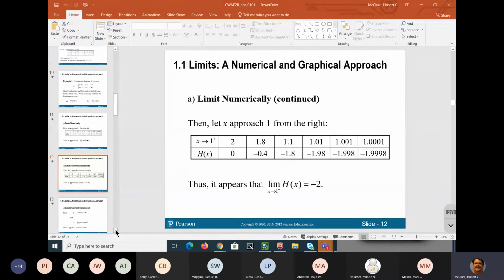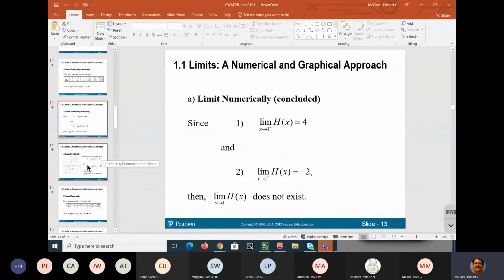Now make a note of this, and you're going to see this in other classes. When you see this negative on the right side of your number down here, write this down: negative means you're approaching from the left. A positive means you're approaching from the right. Now, what does that mean? Well, let's go to a whiteboard.